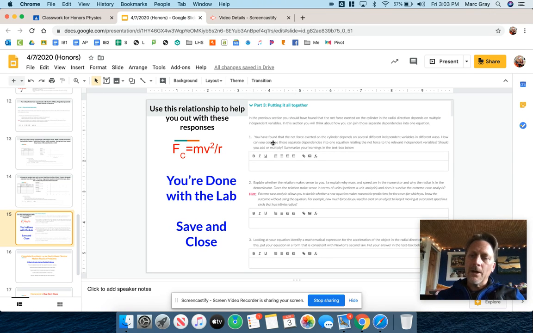Just to point out, a lot of what they're having you do in this lab is finding the relationship between force, mass, velocity, and radius. Notice we do have this equation we've been dealing with that ties everything together. So keep that in mind as you do your final analysis.